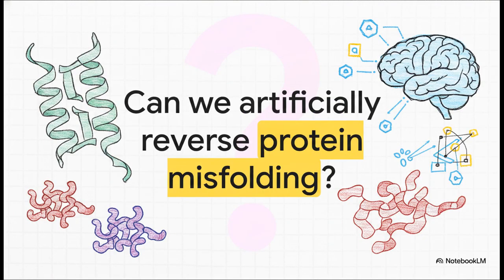So I want to leave you with this provocative thought. We've seen just how elegant nature's folding process is, and we've seen the devastating diseases that occur when it fails. But as our computational mastery over protein folding grows with deep learning tools like AlphaFold, how close are we to artificially reversing the misfolding that drives Alzheimer's and prion diseases? Could the very same AI that predicts the normal structure hold the key to finally curing the world's most complex neurodegenerative diseases? Keep that question in mind as you continue your journey into biochemistry.